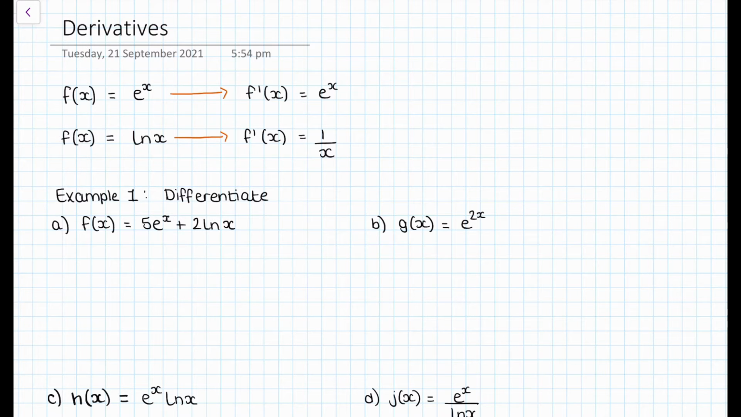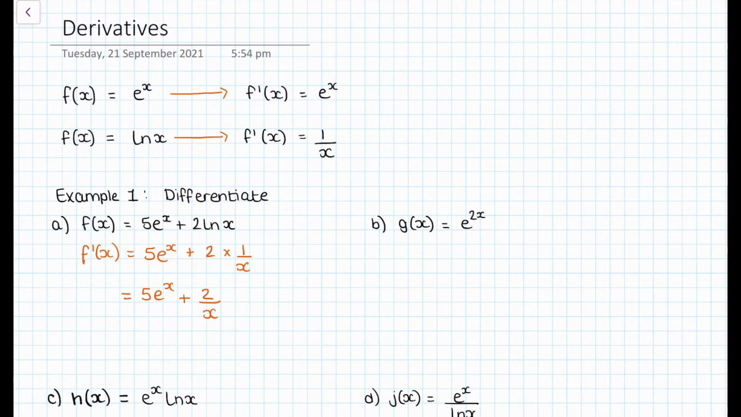So first example, the function equals 5e to the x plus 2 ln x. So with these, just a plus in the middle, so we do the derivative of each separately. So the derivative will just be 5e to the x, because e to the x doesn't change, plus 2 times 1 on x. And then we can just simplify that down to 5e to the x plus 2 on x.